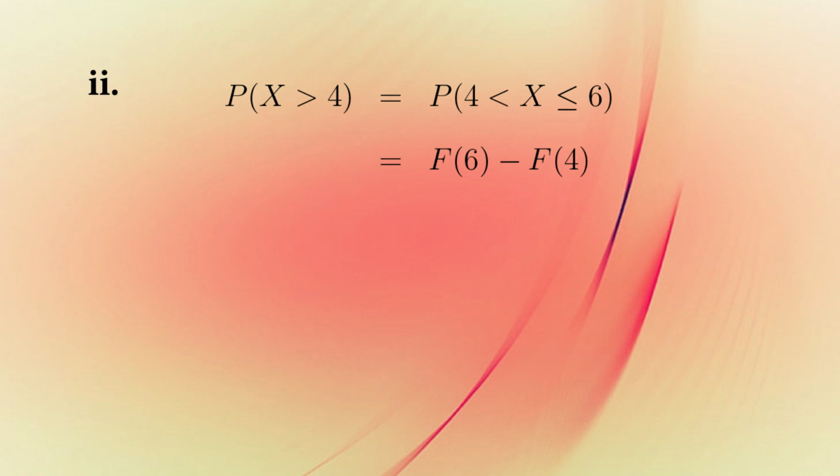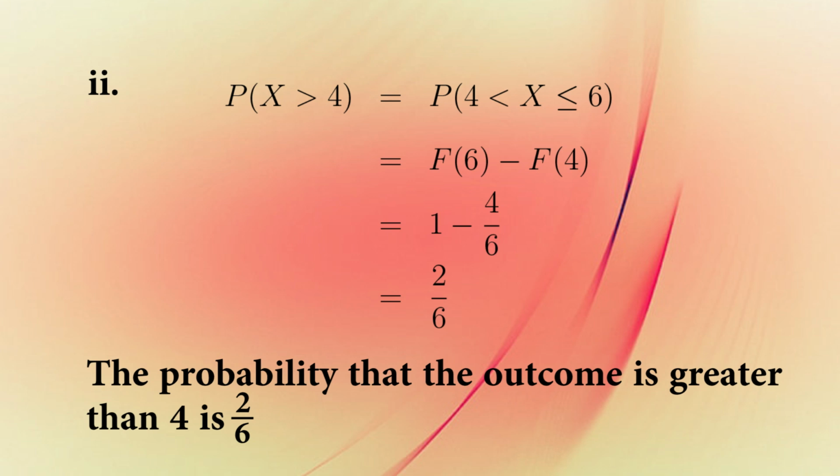Secondly, we are supposed to find the probability of the outcome greater than 4, which is equal to the probability of 4 less than x less than or equal to 6, which is equal to F(6) minus F(4), which is equal to 1 minus 4 by 6, which is equal to 2 by 6. Hence, the probability that the outcome is greater than 4 is 2 by 6.